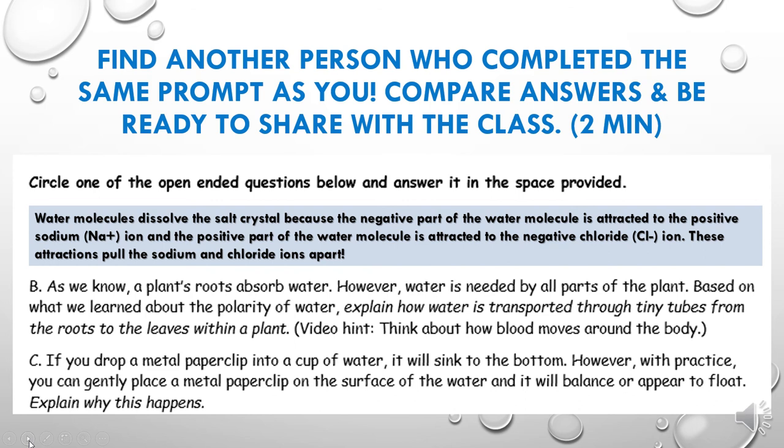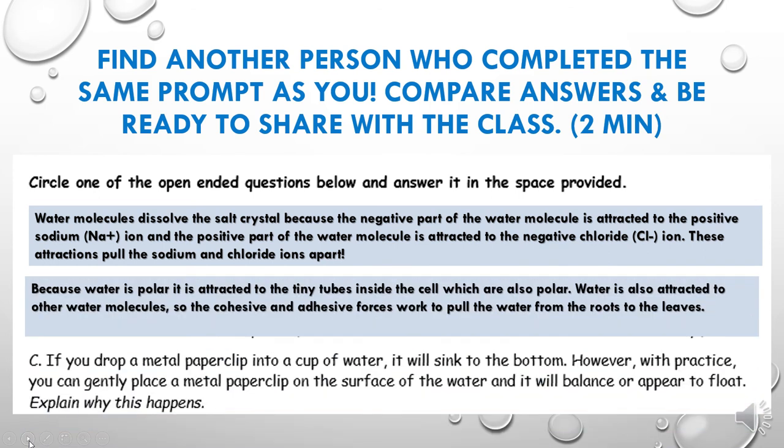For letter B, we have capillary action here. So water is attracted to both itself as well as the inside of the plant, going up from the roots to the leaves. So it kind of raises, as together, connecting to the sides of the plant as well as to each other as it goes against gravity and gets up to the leaves. And finally, letter C.